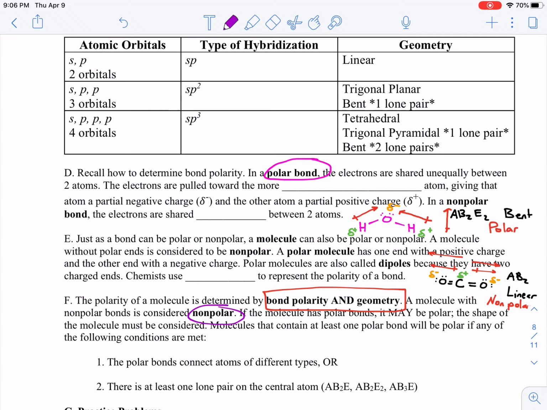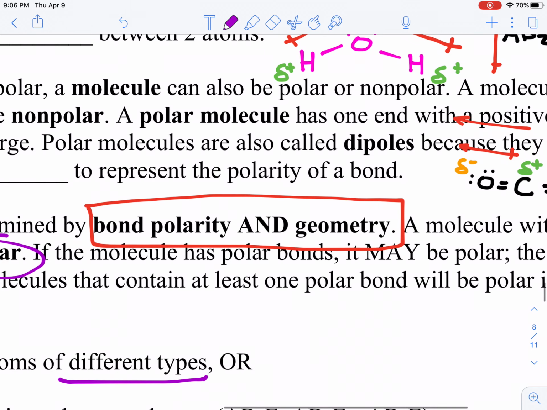But if you have a situation where you have polar bonds and they connect to two different types of atoms, so for instance, let's use HCN, except I can't use H here because the HC bond is nonpolar.